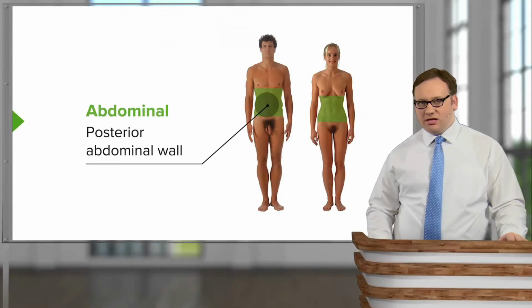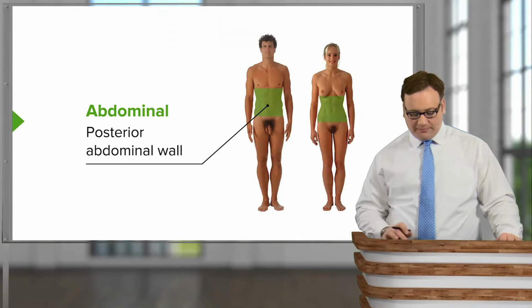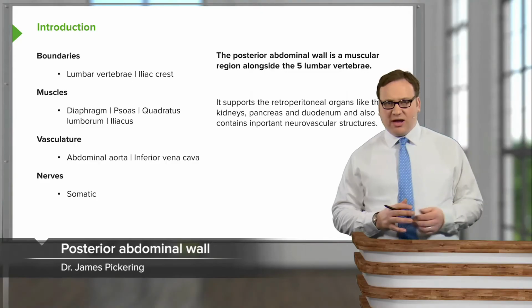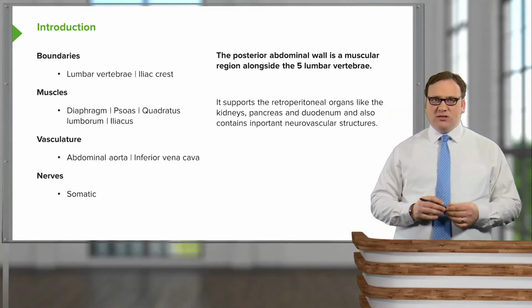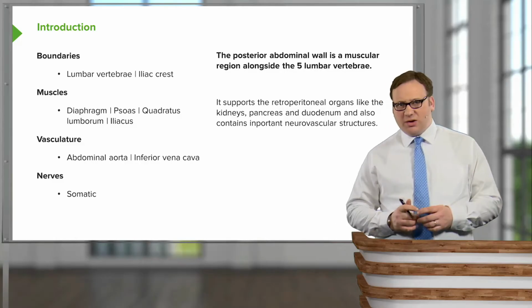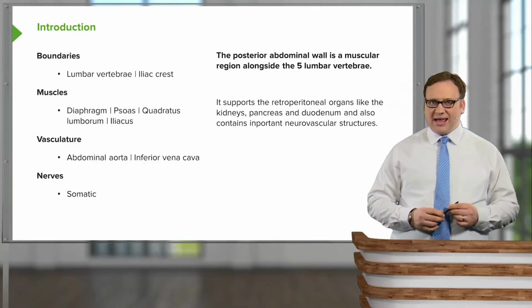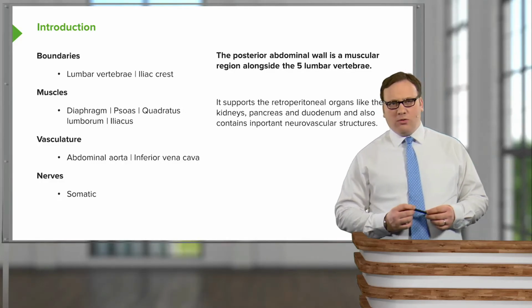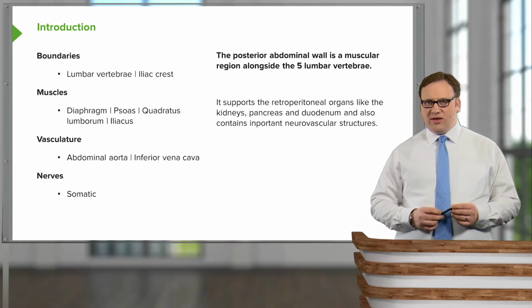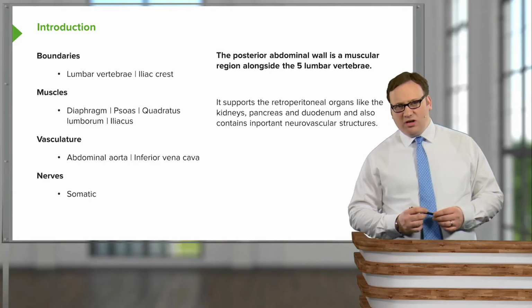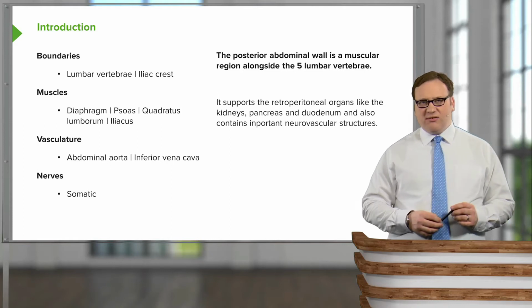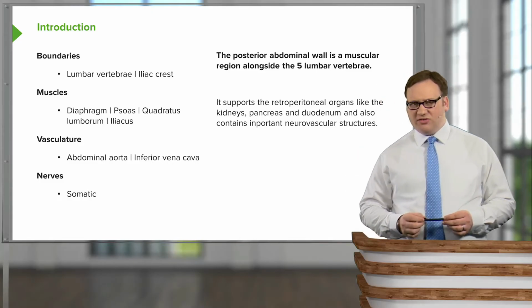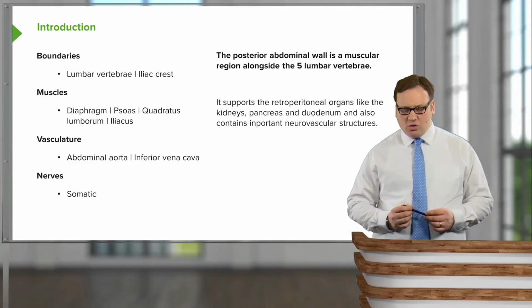In this lecture, we're going to look at the posterior abdominal wall. So we'll look at the boundaries of the posterior abdominal wall from the lumbar vertebrae and the iliac crest, and we'll look at the muscles that form the diaphragm, psoas muscles, quadratus lumborum and iliacus. We'll look at the vasculature that's running up and down the posterior abdominal wall, primarily the abdominal aorta and the inferior vena cava. And then we'll look at the nerves that are positioned on the posterior abdominal wall, and specifically the somatic nerves. We're not going to concentrate on the autonomic nerves just yet. We'll look at those towards the end of the course.